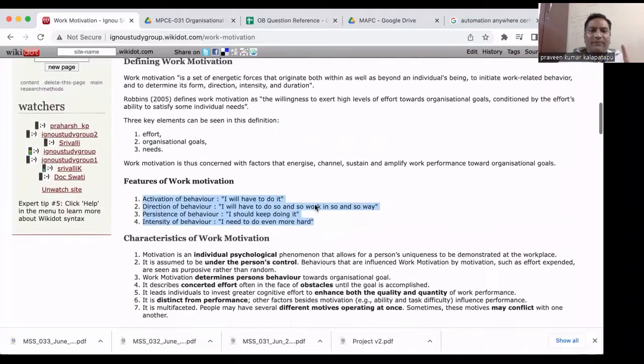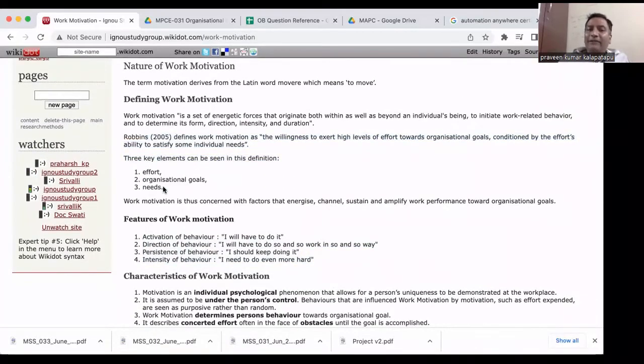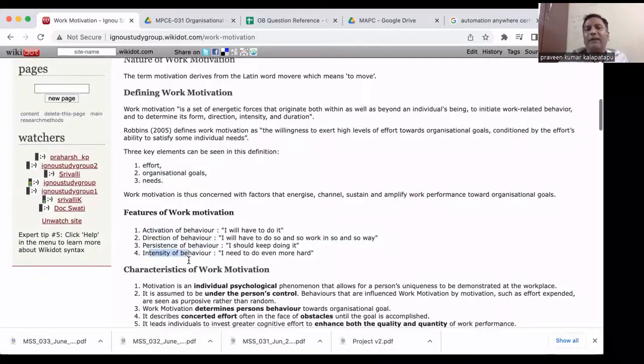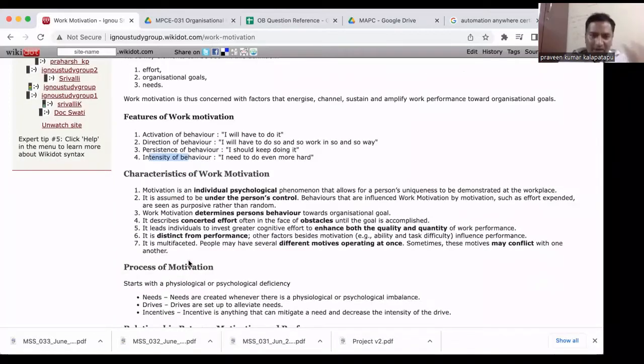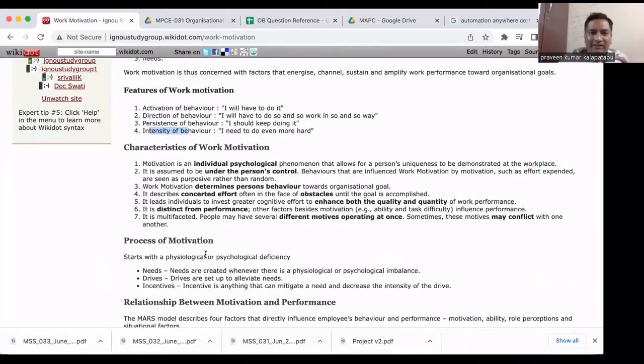Okay, so we talked about the definition. In the definition, we talked about three aspects, which are effort, goals, and needs. Actually speaking, even the features are in a way talking about these three aspects only. First thing is obviously starting, the initiation point. Direction is about the goals. Persistence and intensity are more towards the effort, right? So activation, direction, persistence, and intensity of the behavior are the four features as far as work motivation is concerned.